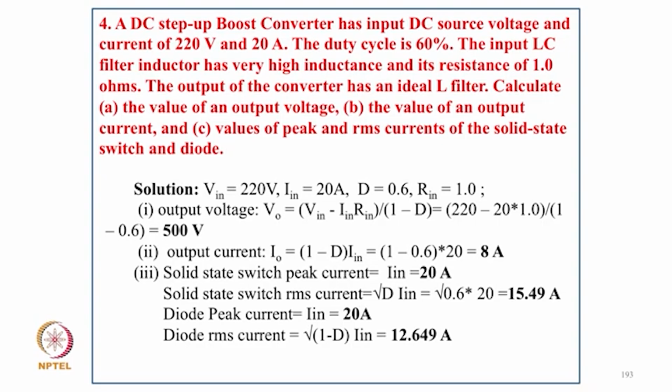So Vin is 220 volt, Iin is 20 ampere, D is 0.6, Rin is 1 ohm. Output voltage is V equal to (Vin minus Iin Rin) into 1 upon (1 minus D), and putting the values it comes to 500 volt. Output current is IO equal to (1 minus D) Iin, that comes to 8 ampere. Solid state switch peak current is Iin equal to 20 ampere, and the switch RMS current is under root D Iin, that comes to 15.49. Diode peak current is 20 ampere, and diode RMS current is under root D(1 minus D) Iin, that is 12.649.